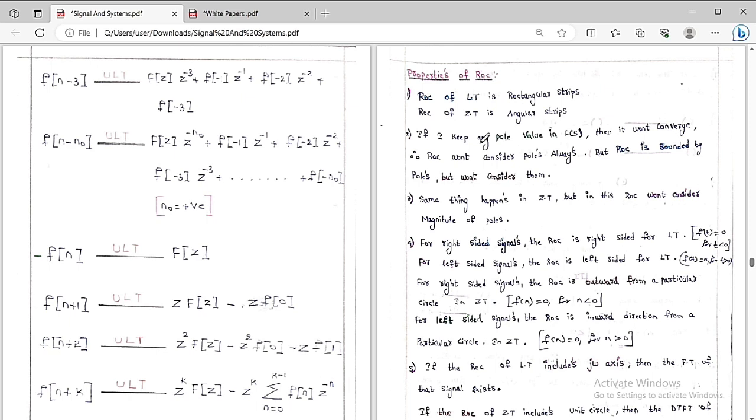So definitely, the ROC is not going to include the poles, but it is always bounded by the poles. The same thing happens in the case of the Z transform also, but here the ROC won't consider the magnitude of the poles. In the Laplace transform, sigma can be positive or negative, so the poles can be either positive or negative. But in the Z transform, always take the magnitude of the poles, because the ROC is nothing but the radius. The radius is the magnitude value, which is always positive. Therefore, you always have to take the magnitude of the poles.